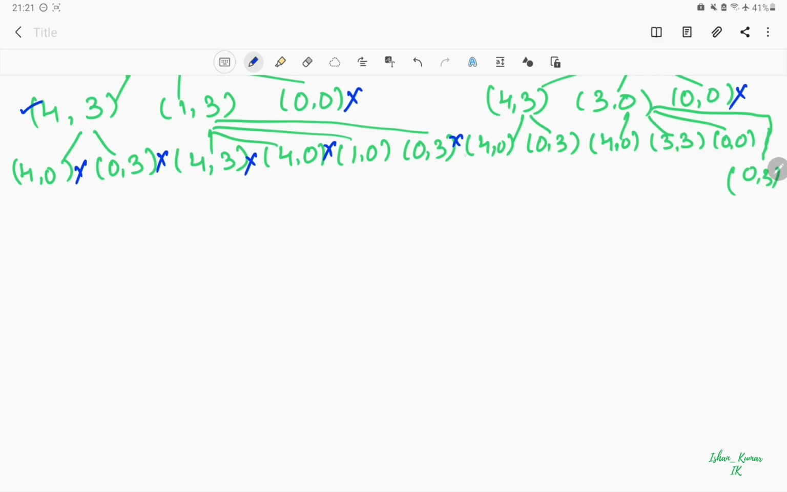If I see for the right hand side, again we will not explore this, we will not explore 0, 3, we will not explore 4, 0, we will not explore 0, 0, and also we will not explore 0, 3 here.